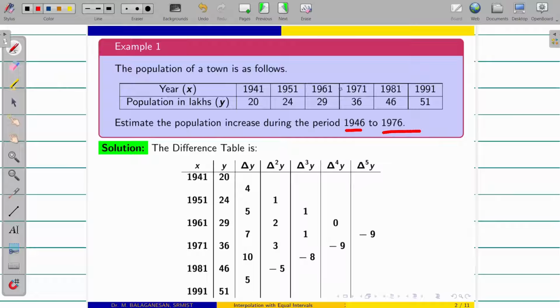As I told you already, before the middle level we are going to use the forward interpolation formula. After the middle level, if the x values are occurring there, it is backward interpolation. We are going to apply the backward interpolation formula.